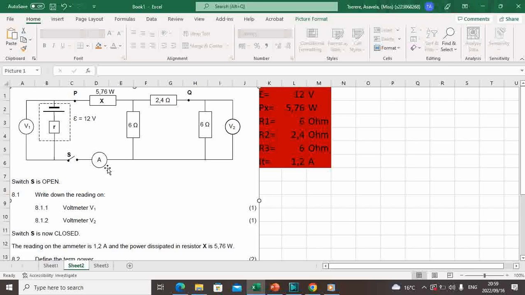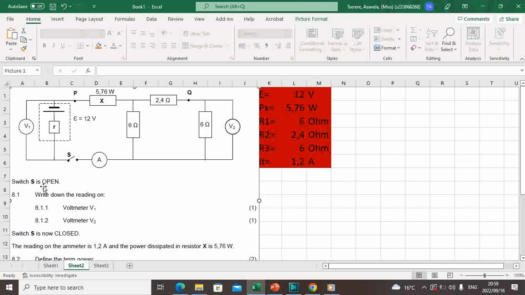Here we have an ammeter. Okay, ammeter is an instrument that is used to measure a current. Here we have a switch, and then here we have a voltmeter that is measuring a voltage in the battery.